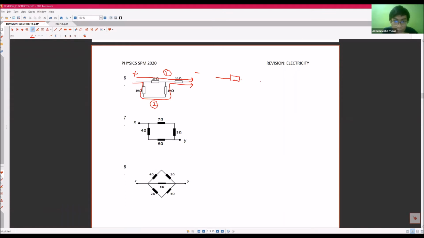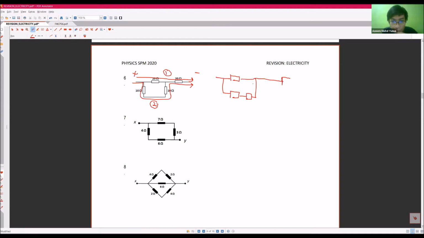So basically, this is the straight path, and then we have just before the last resistor.